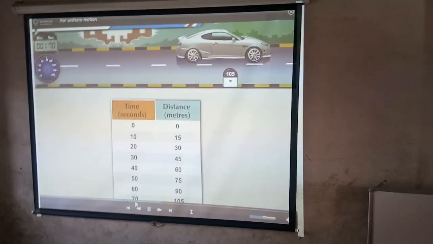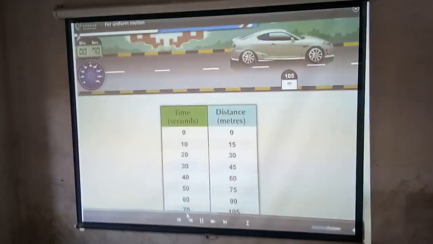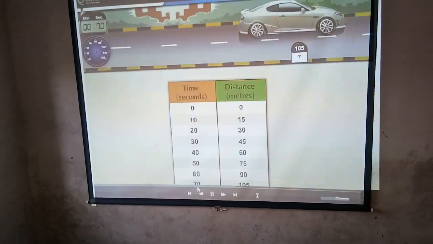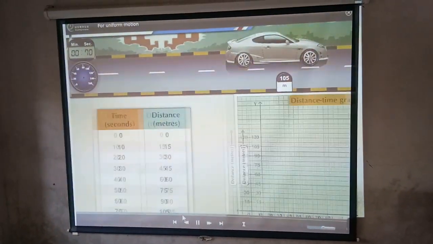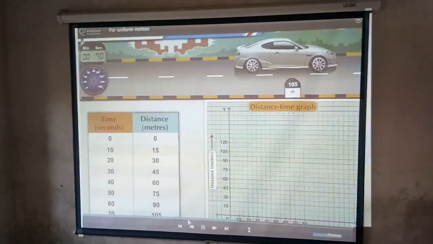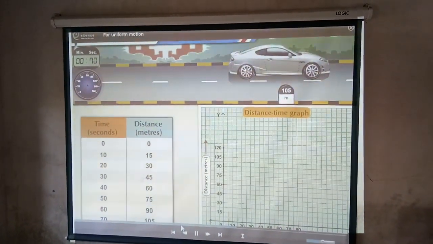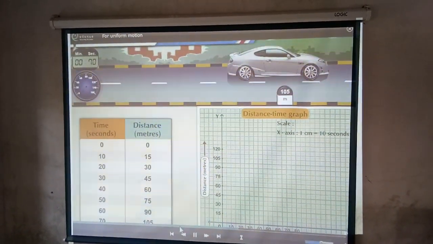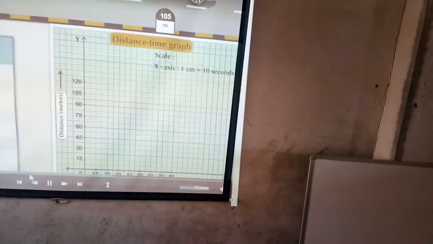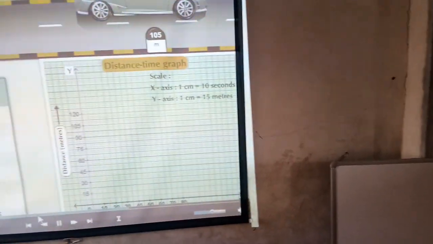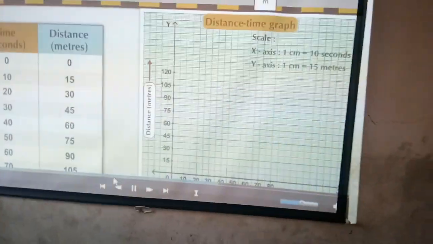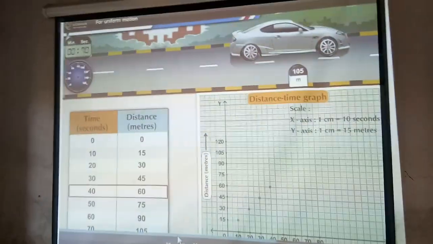The given table shows the distances covered by a car in fixed intervals of time. The first column of this table shows the time in the unit second, while the second column shows distance in the unit meter. Let us plot a graph of distance against time, taking time along the x-axis and distance along the y-axis. The scale on the x-axis of the graph is 1 centimeter is equal to 10 seconds, while the scale on the y-axis of the graph is 1 centimeter is equal to 15 meters. Now let us draw the distance-time graph.